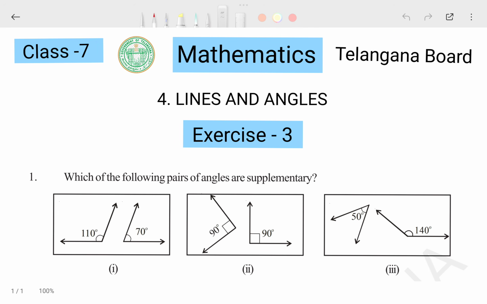Hi, this is Priyanshu. In today's video, I'm going to talk about our class 7th mathematics chapter 4, which is named Lines and Angles. This is related to our Telangana State Board, and in this video I'm going to solve our exercise 3.